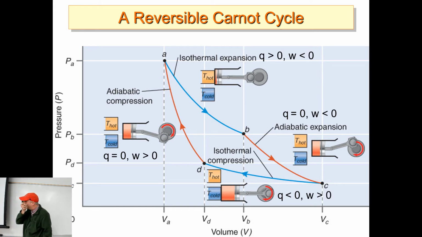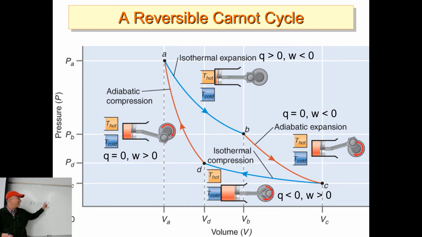Now the way to make this cycle perfect, in other words, 100% efficient, think about the temperature equation for efficiency. What could you do to make it 100% efficient? Either make it really hot and infinitely hot, yeah, or really cold.